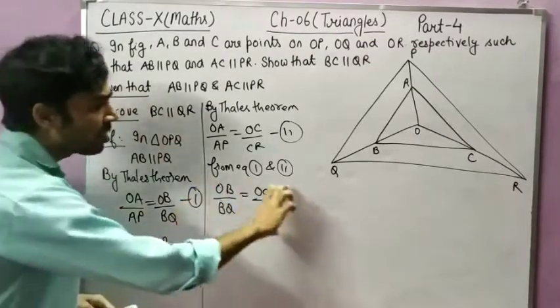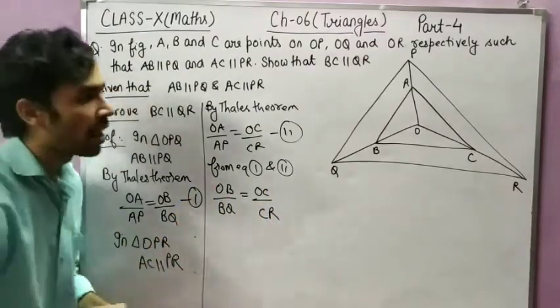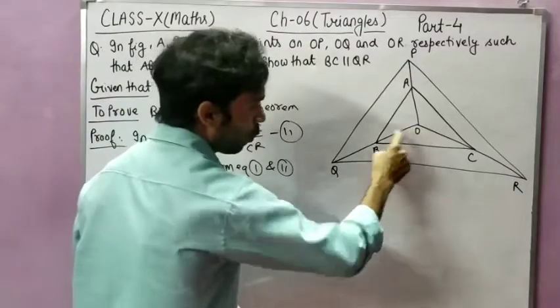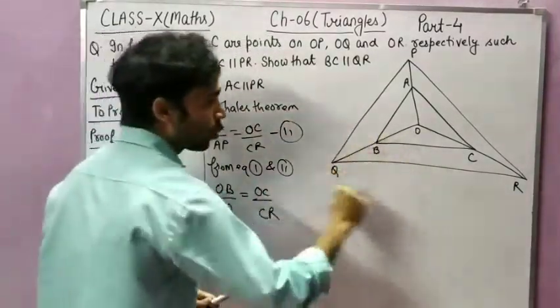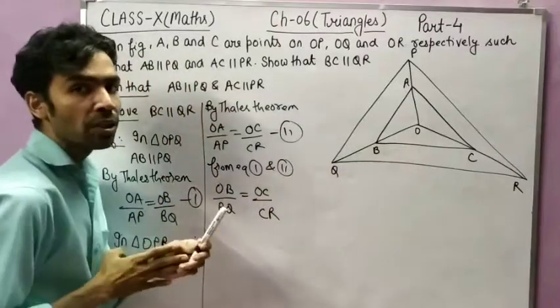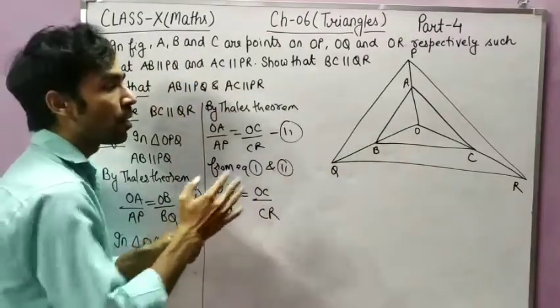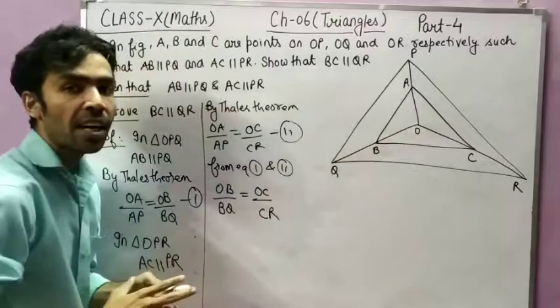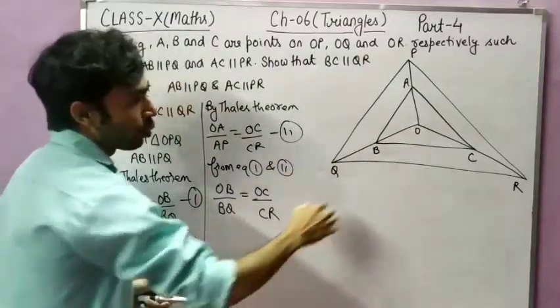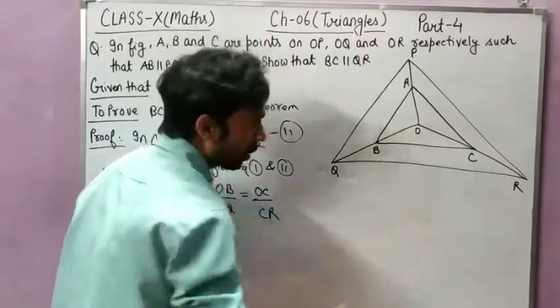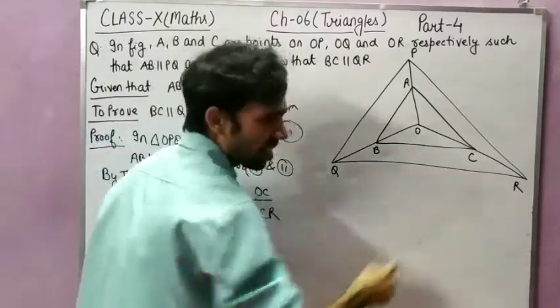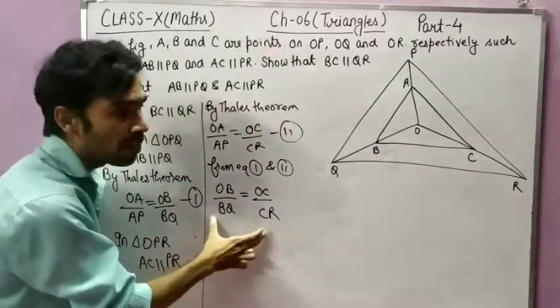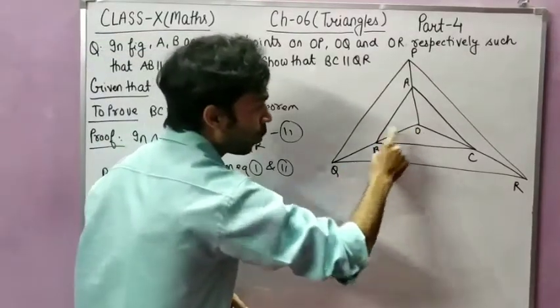Now see, these ratios are lying in which triangle? So see, in this triangle OQR. In triangle OQR, the ratio of the other two sides are in the same ratio. The ratio of the other two sides is the same in this triangle. तो आप देखो ट्रायंगल OQR में OB by BQ is equal to OC by CR. और ये किस ट्रायंगल में है? ये ट्रायंगल में है इन ट्रायंगल OQR.